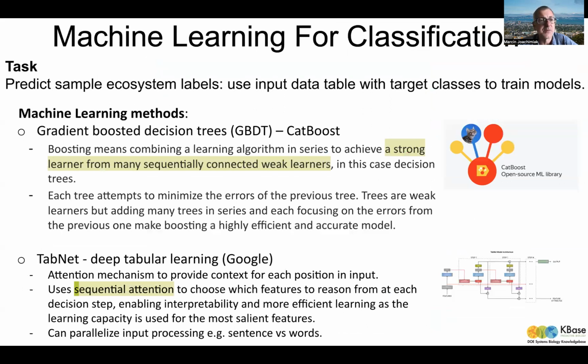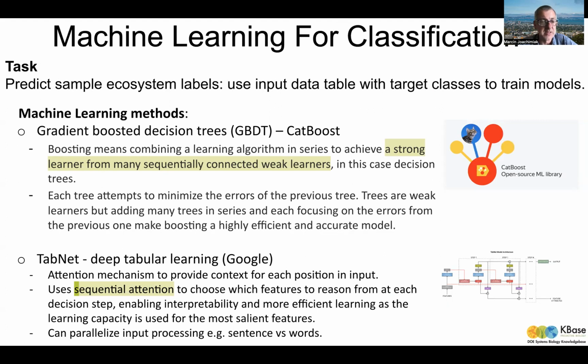Our machine learning task was to predict sample ecosystem labels. To do this, we turned to two different methods. First, we use gradient-boosted decision trees. This is a strong learner that's made up of a sequence of connected weak learners, where at each subsequent step, you're trying to fix errors from the previous step. This process ends up being highly efficient and leads to fairly accurate models, often rivaling deep learning methods.